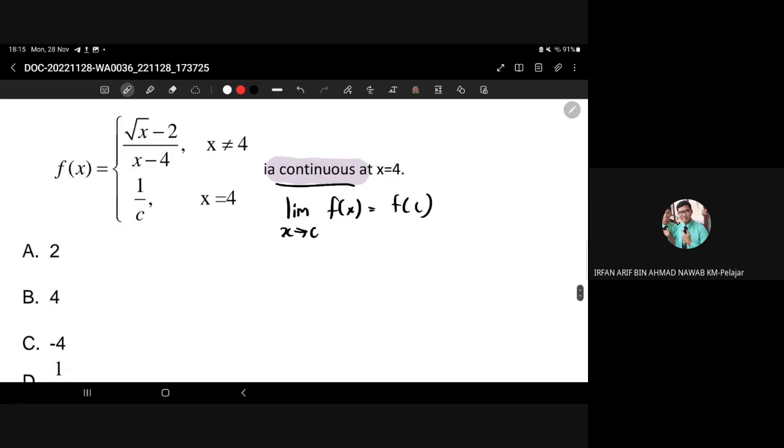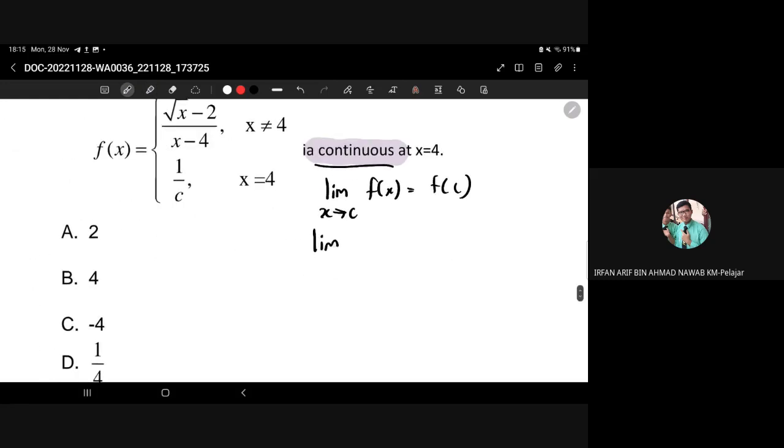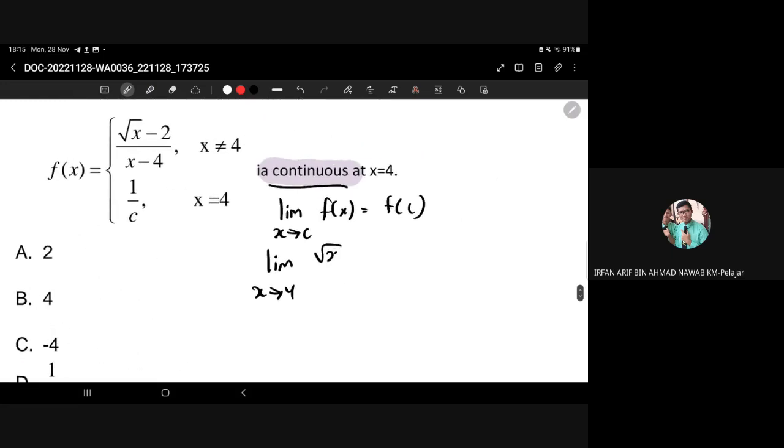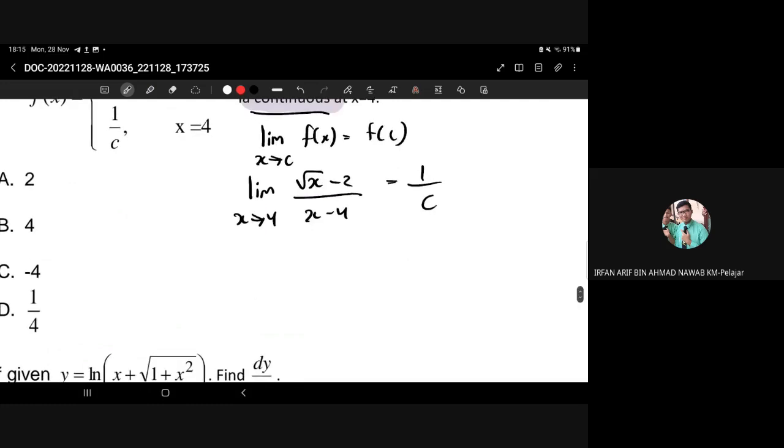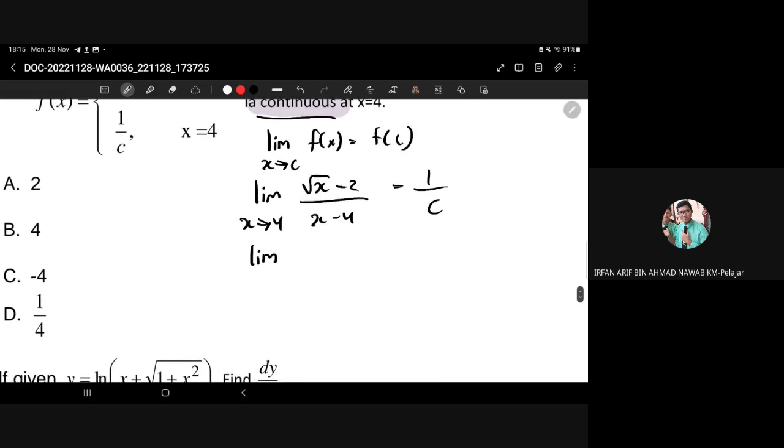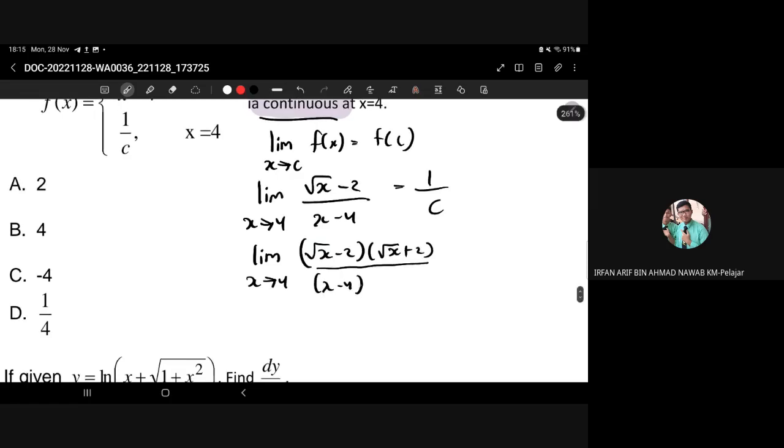So from here, can we evaluate? Yes, we can. Since it is continuous, we can evaluate this limit here. For this function, if you want to solve this limit, then we have to multiply by a conjugate. So what is the conjugate of square root of x minus 2? It is square root of x plus 2, divided by x minus 4 square root of x plus 2.